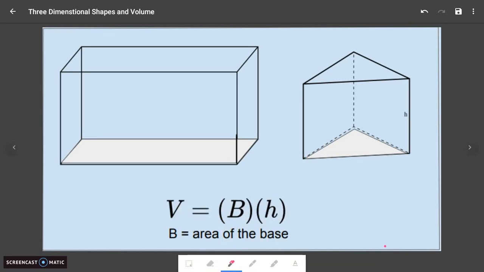So the first thing we're going to look at here, in comparison, is the rectangular prism and the triangular prism. On the left, you'll see the bases are made up of rectangles. Every side involved is a rectangle.